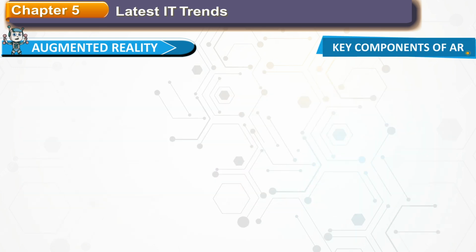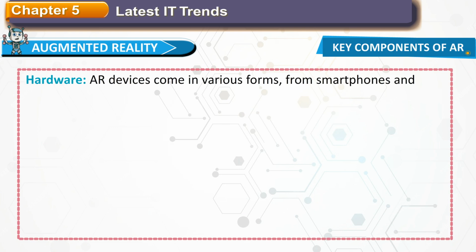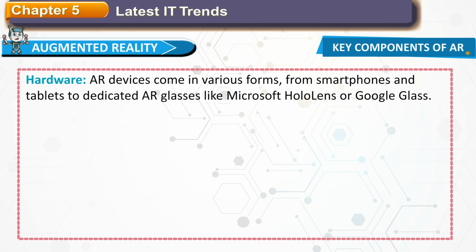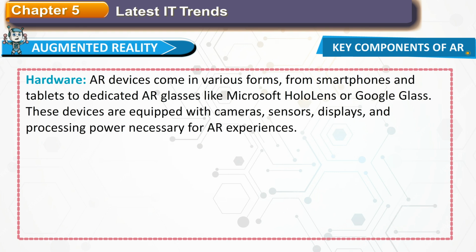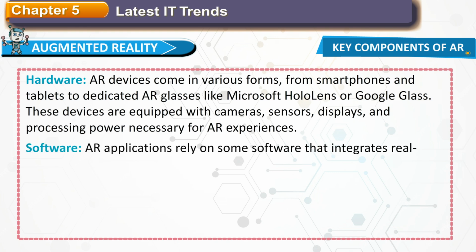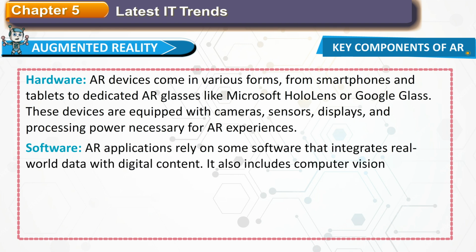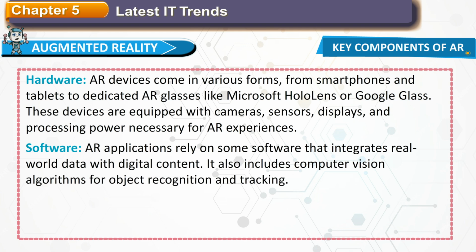Key components of AR. Hardware. AR devices come in various forms, from smartphones and tablets to dedicated AR glasses like Microsoft HoloLens or Google Glass. These devices are equipped with cameras, sensors, displays, and processing power necessary for AR experiences. Software. AR applications rely on some software that integrates real-world data with digital content. It also includes computer vision algorithms for object recognition and tracking.